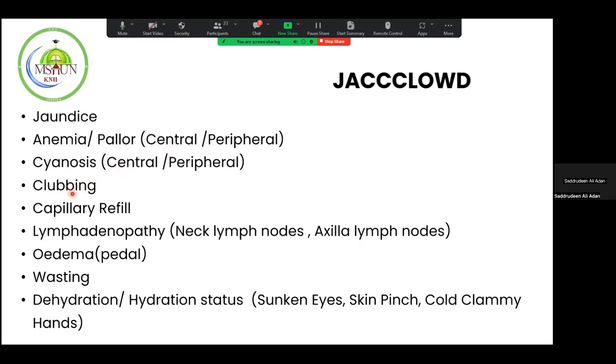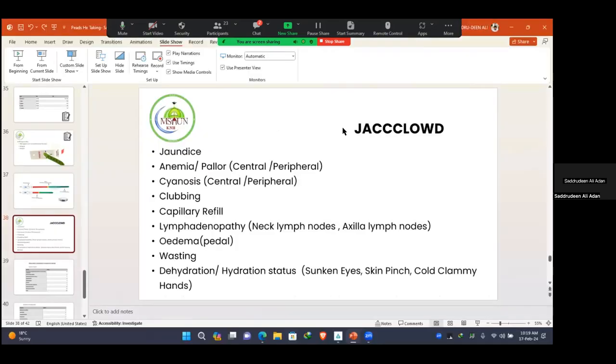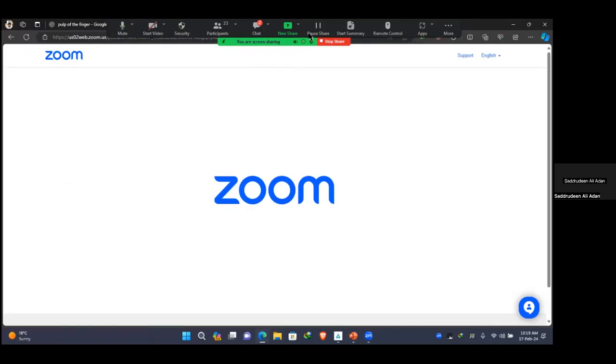For finger clubbing, you tell them to bring the fingers together. You check for that window. It's called the Shamrock window. Is there a diamond-shaped window? It should be there. Then capillary refill. Where do we check the capillary refill? Is it at the finger, the nail? We always check the capillary refill here.